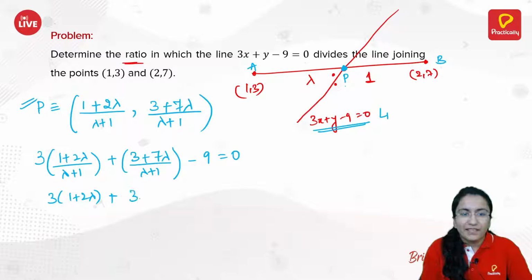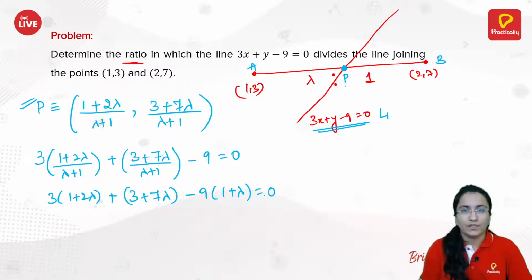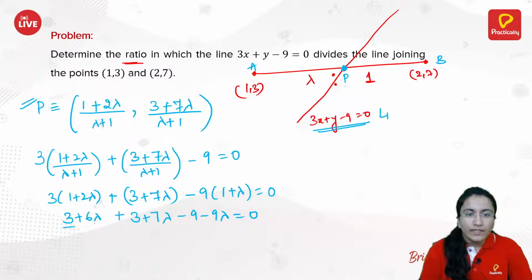So you have 3 plus 7 lambda minus 9 into 1 plus lambda equals 0. So what you will have is 3 plus 6 lambda plus 3 plus 7 lambda minus 9 minus lambda, which is the same as 0. So 3 plus 3 minus 9 gives you minus 6. Next, 6 lambda plus 7 lambda minus 9 lambda, that means 4 lambda. This is equal to 0.